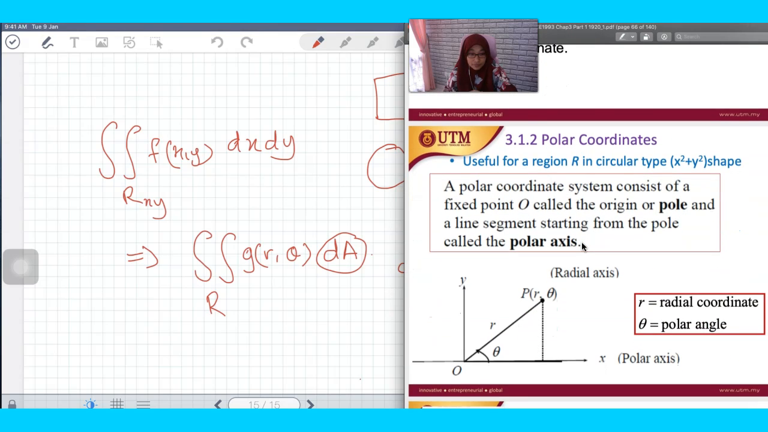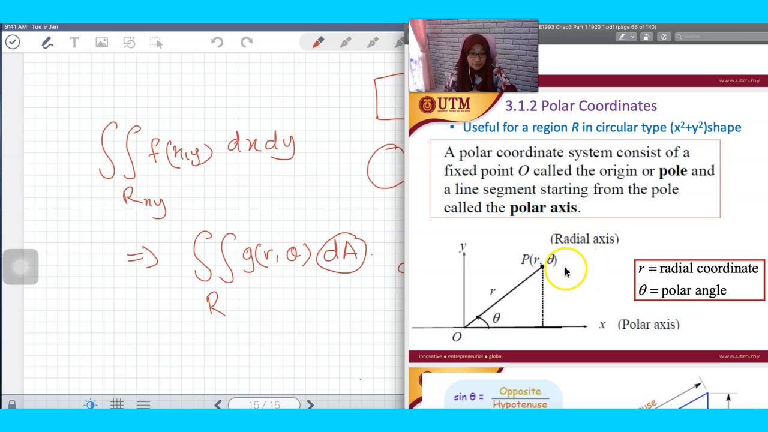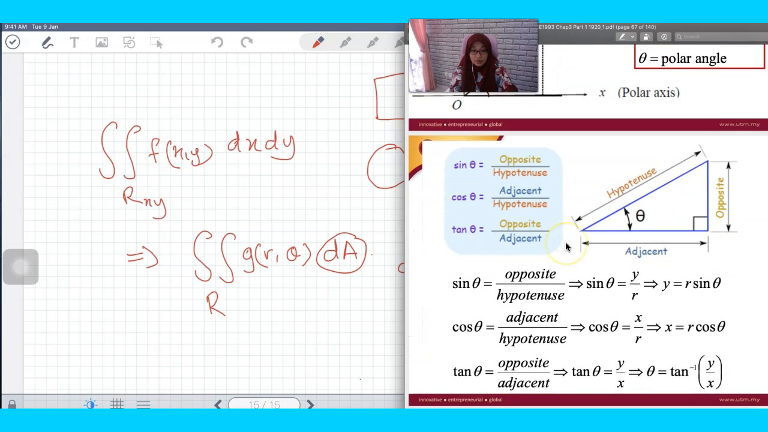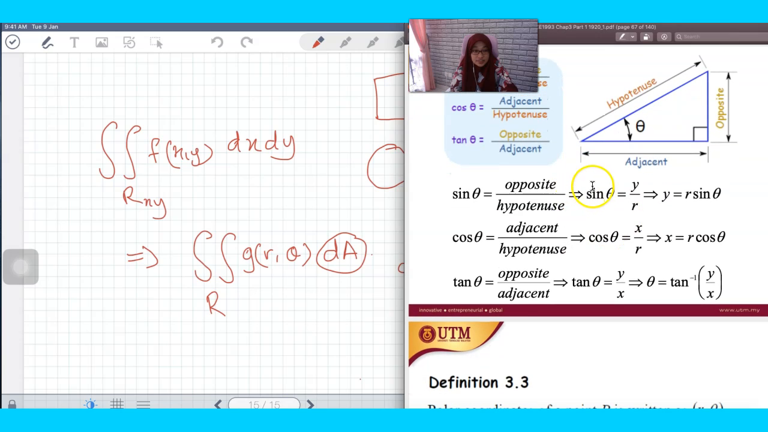So what are the variables that you need in polar? We have r and theta. As we know, theta is the angle. Let's say you have a point P here, and r is the length from the origin to this point, and theta is the angle from the positive x-axis to the line OP. So these are all relationships that you have seen in Engineering 1 as well.